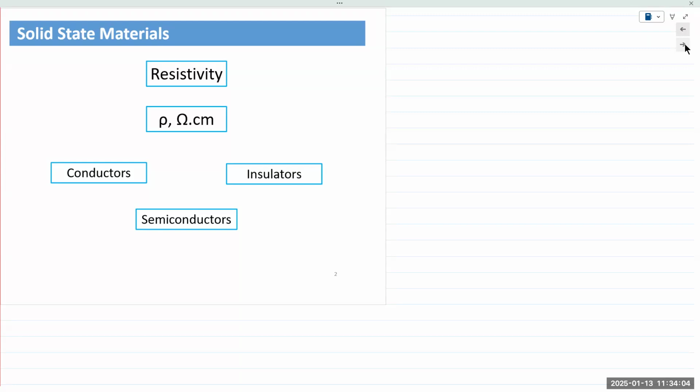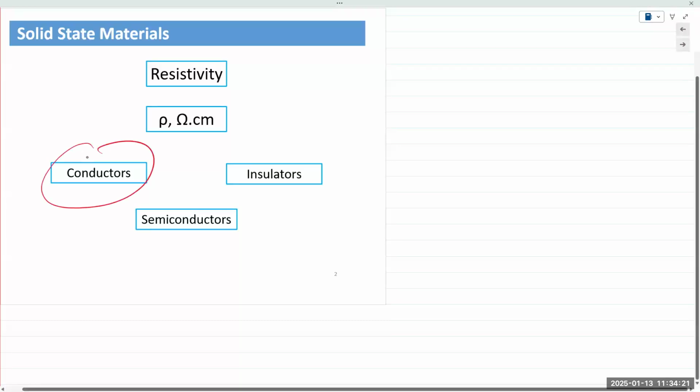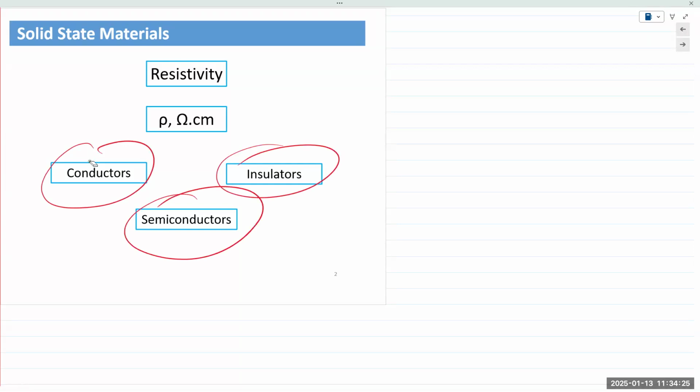Okay, when electrons move through a material, we say that current is flowing, energy is being transferred, they are carrying charge. So they are labeled as charge carriers. So depending on the resistivity, we classify them as conductors, insulators, or semiconductors. Resistivity is denoted by the Greek letter rho, R-H-O.